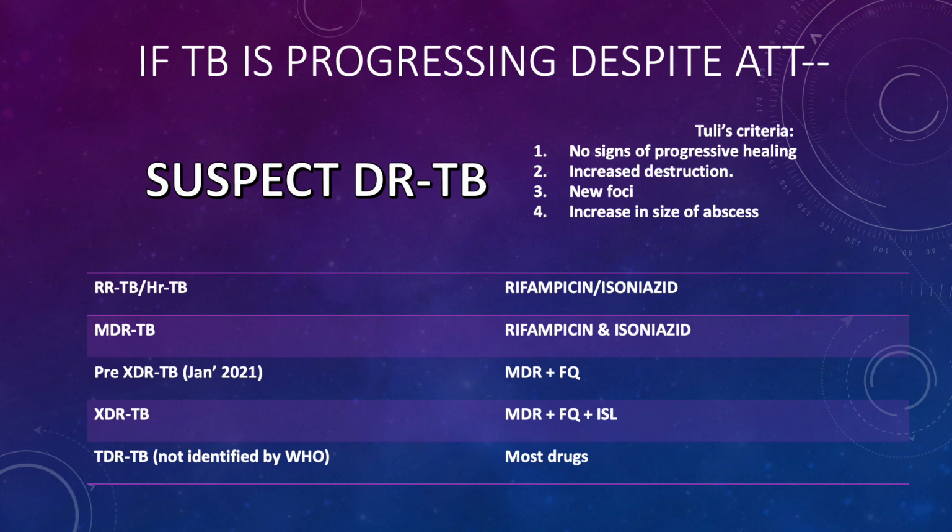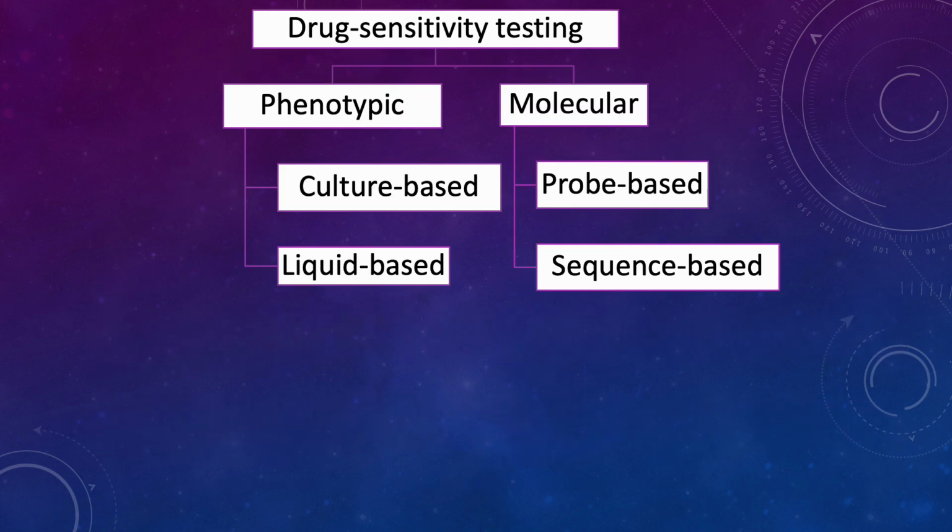Either it can be RR-TB or HR-TB. MDR is where rifampicin and isoniazid both are involved. Pre-XDR is MDR plus fluoroquinolone, and XDR, extensively drug-resistant TB, is MDR plus fluoroquinolones plus injectable agents. TDR, though not recognized by WHO, means resistance to all the drugs. So how do you diagnose MDR or XDR TB? At this point, you should involve a pulmonologist or an infectious disease specialist.